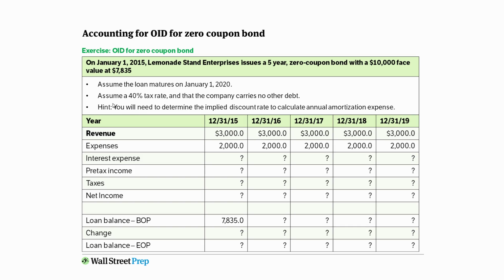And then the one final thing, the key to being able to calculate amortization expense, which is going to be lumped into interest expense here, is to determine the implied discount rate required here. So what is the implied discount rate for a zero coupon bond that's issued at $7,835, which will mature at $10,000 5 years from now? That's the key to understanding this exercise. Hit the pause button, give it a shot, and then we'll go through it together when you're ready.